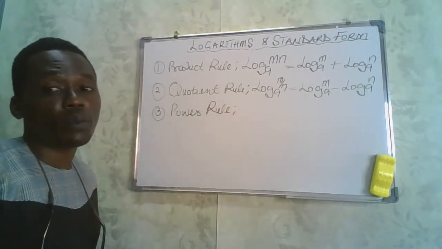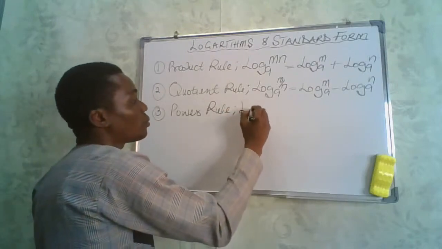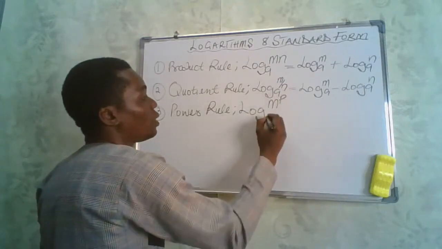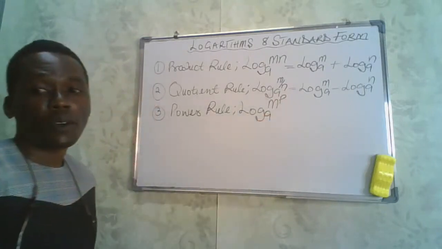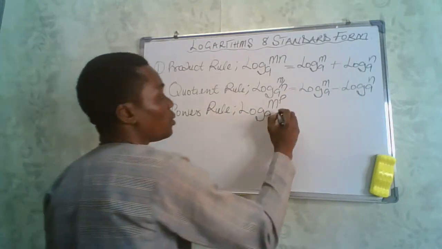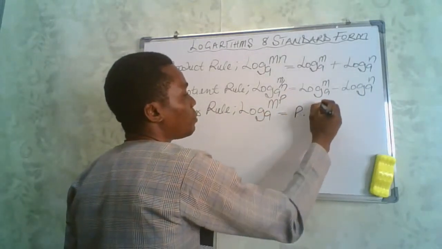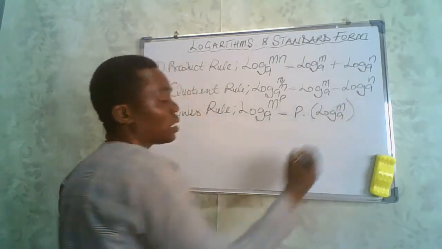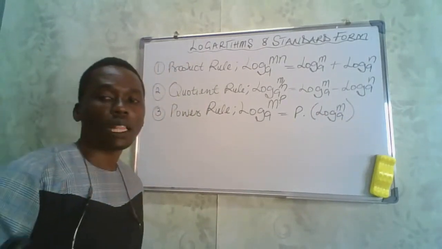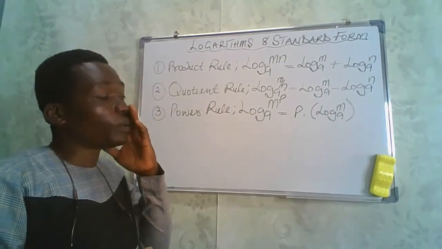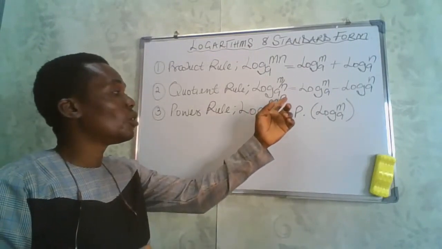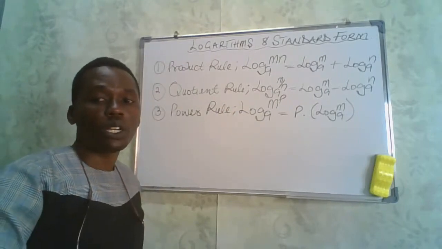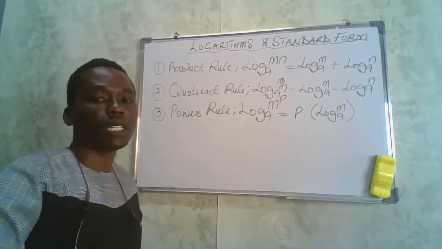In the power rule, if you have the log of m to the power of p, all in base a, this will be equal to p multiplied by the log of m to base a. And that is exactly what that logarithm is going to give you. So that means the exponent, or the index, is going to multiply the log of that value to its base. Now take note of that.